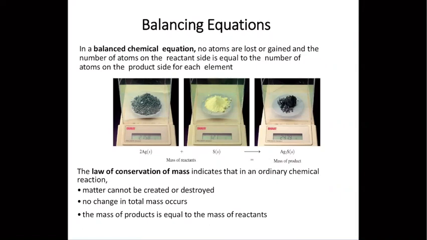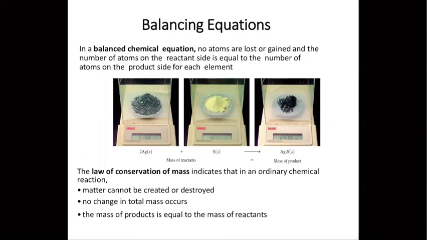Now, the reason why in chemistry we need to have balanced chemical equations is because we are respecting what the law of conservation of mass indicates, okay? Which means that matter cannot be created or destroyed out of nothing. There cannot be a change in the total mass of reactant and product in an ideal situation. And the mass of the product must equal the mass of the reactants.